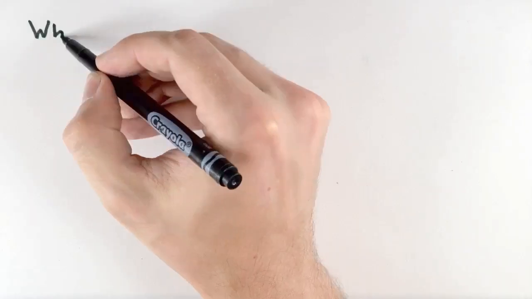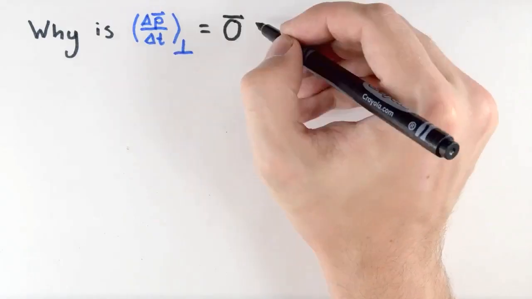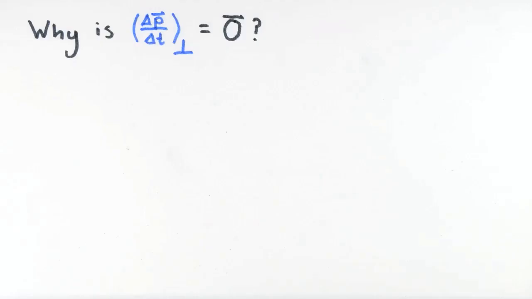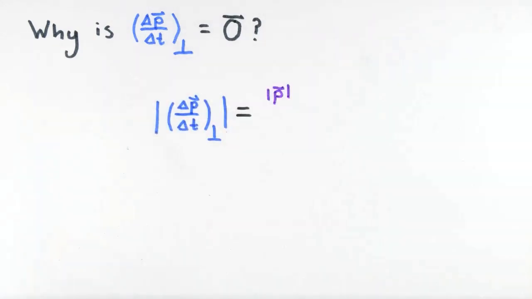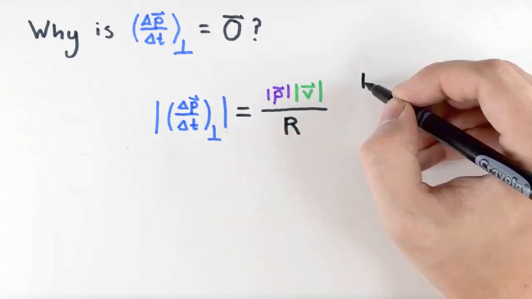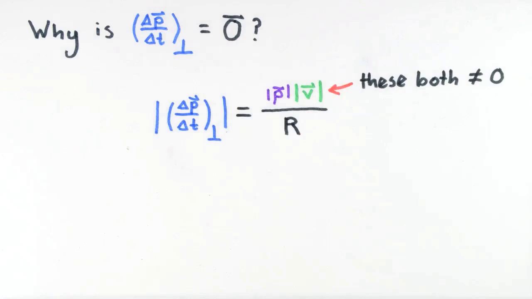This may seem a bit mysterious if we look at the expression for the magnitude of delta p over delta t perpendicular. We see that magnitude is the magnitude of p times the magnitude of v divided by r. And given that the system is moving, we know that the magnitude of the velocity and the magnitude of the momentum in the numerator must both be non-zero. But what about the kissing circle radius?